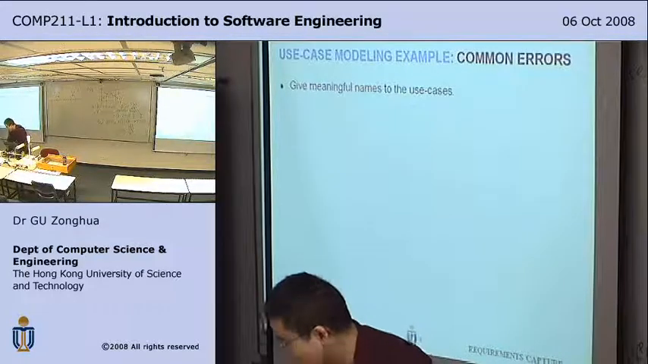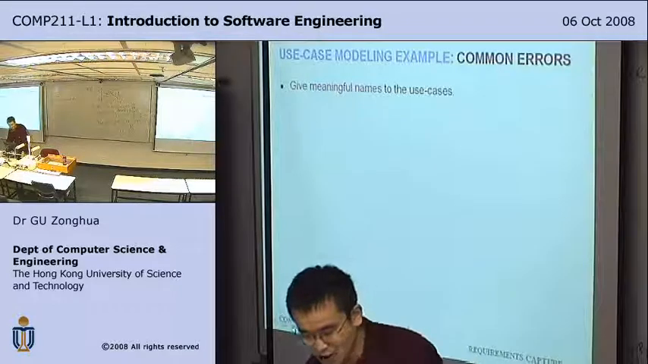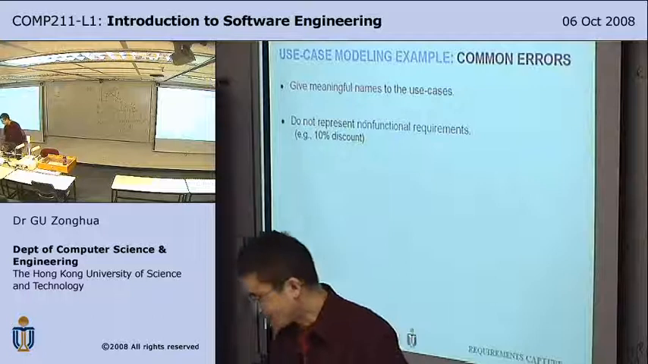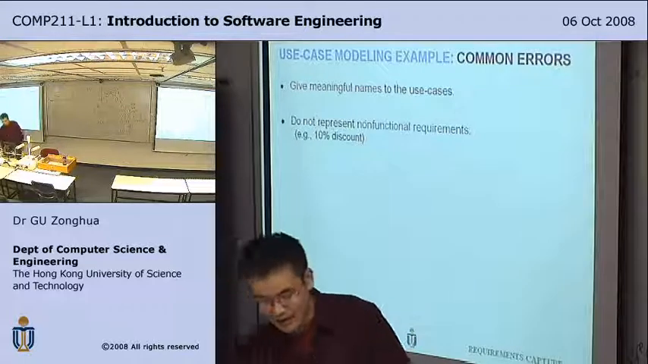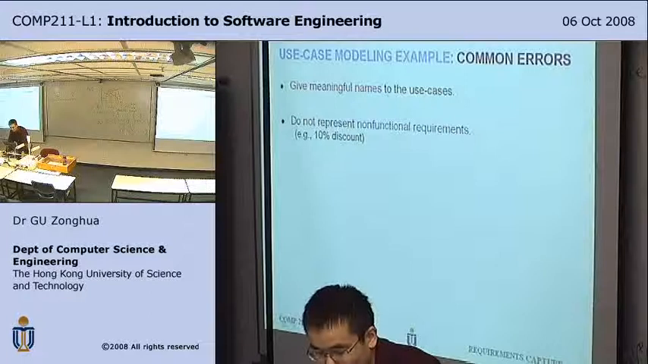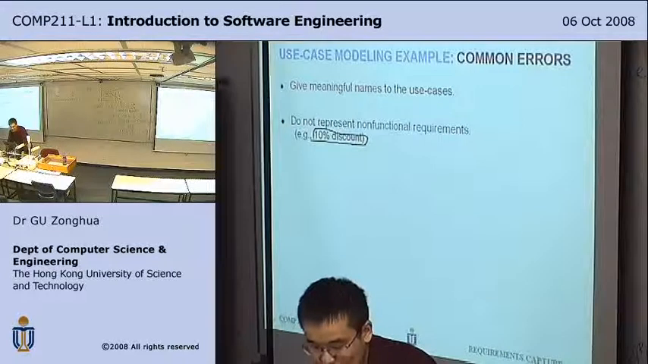Give meaningful names to the use cases. Don't be afraid to use longer names. Do not represent non-functional requirements like 10% discount. Only represent the functional requirements. That is what needs to be done. So these are really modifiers on top of the functional requirements.